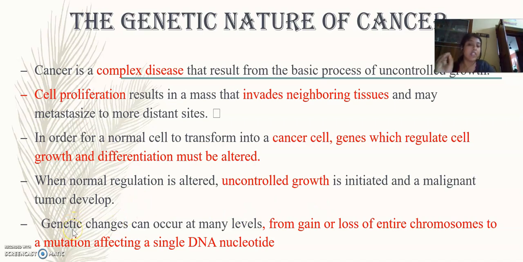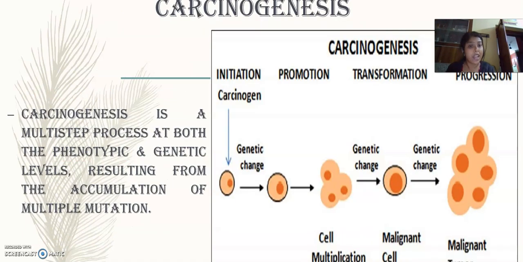So the genetic changes can occur at many levels and may lead to gain and loss of entire function of the chromosome, right? So we will also be discussing this entire chromosomal mutation which leads to gain in function and which leads to loss in function, and ultimately both basically result in cancer.